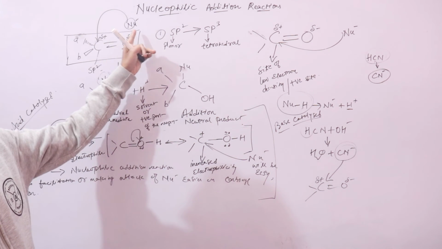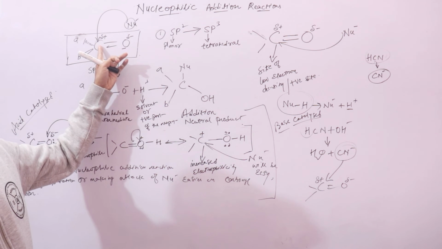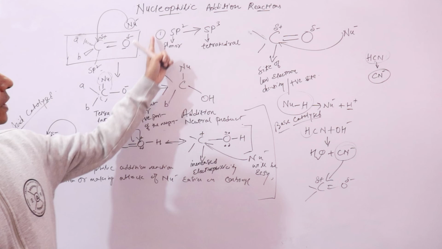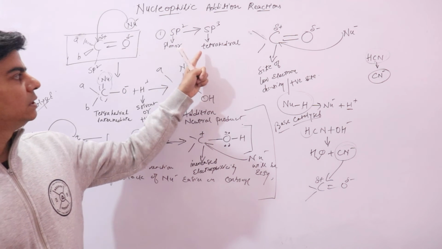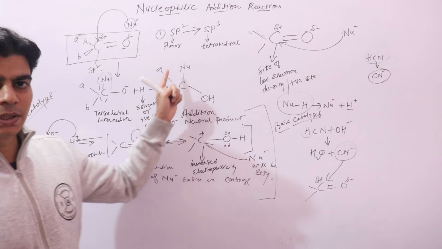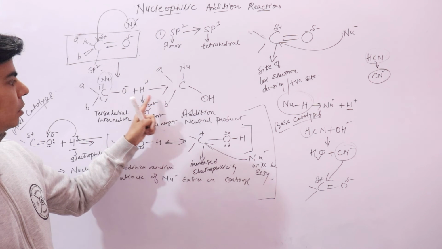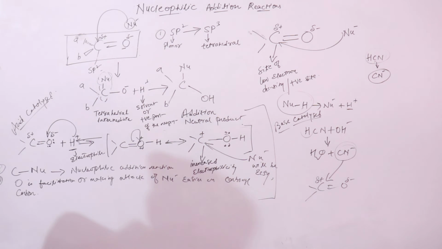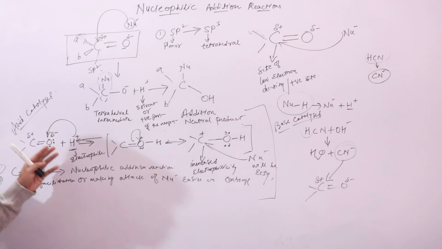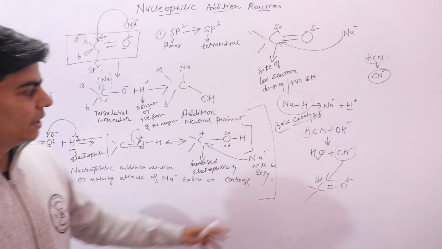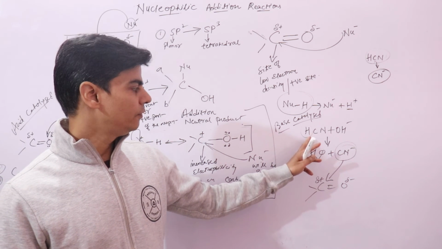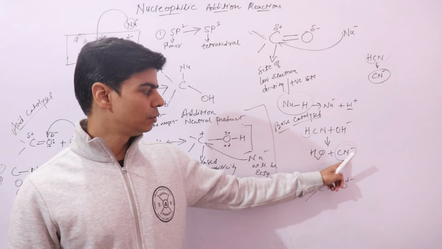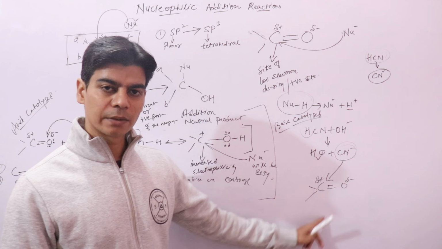Just remember how the nucleophile initiates the attack on the positive side, right? The changes where this planar sp2 hybridized carbon changes into a tetrahedral sp3 intermediate, right? Then it will pick up a proton to form this addition product, right? And this, we have two types of reactions, acid catalyzed and base catalyzed. Base catalyzed is when we have a strong nucleophile like HCN. It will help in the production of nucleophile, which will then attack the carbonyl carbon.